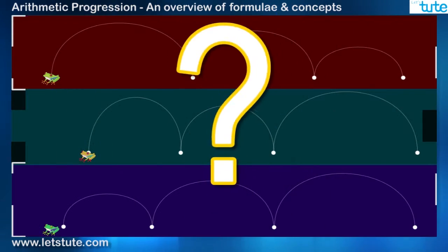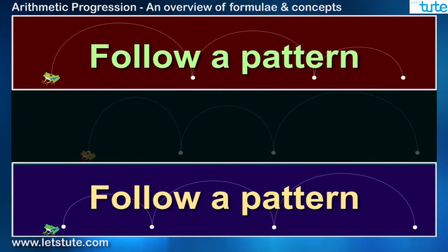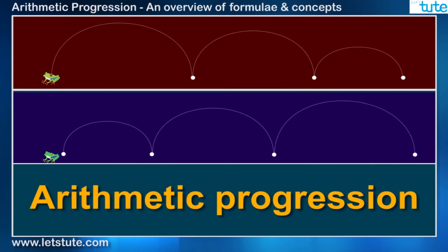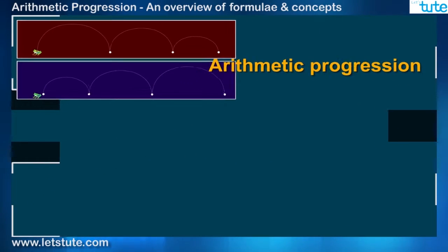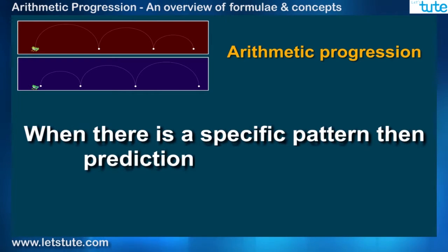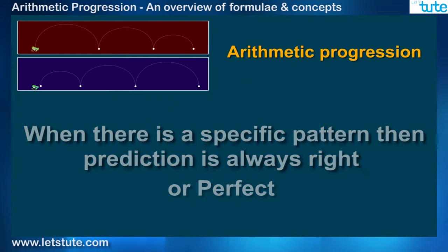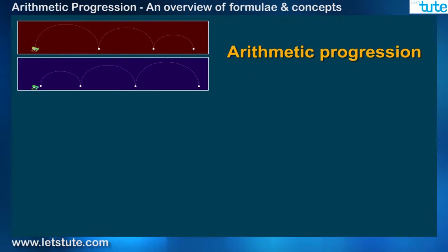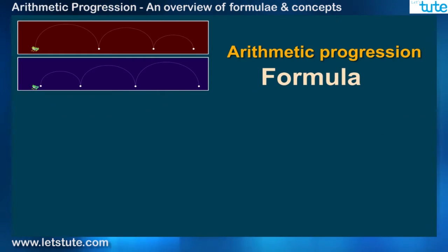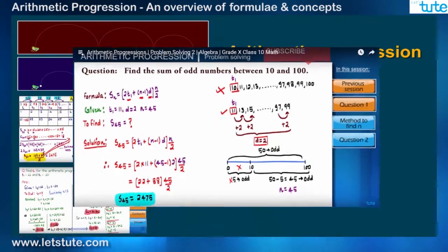And if I ask why, then an obvious answer will be because they follow a pattern, right? On similar lines, we have an interesting topic in math called arithmetic progression, which deals with a particular type of pattern. And when there is a specific pattern, then prediction is always right, or we must say perfect. That prediction in mathematical term is called formula. We have already made several sessions on it. I would suggest you to please go through it once and learn the entire chapter within an hour.